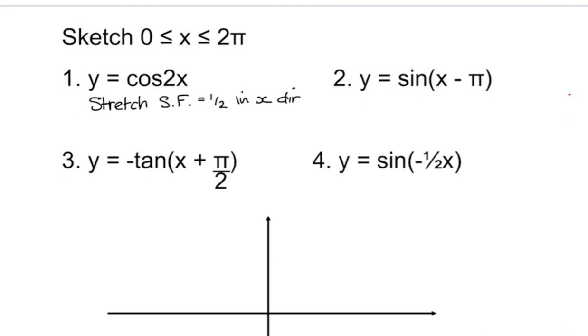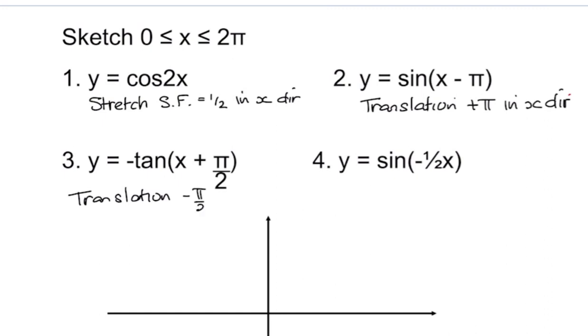Number 2, again, transformation is a translation of positive pi in the x direction. And again, you can use your base waves to help you to sketch that. Number 3, this is 2 transformations. So first of all, it is a translation of minus pi over 2 in the x direction, followed by, you can see the negative at the front of the trig function, so that is a reflection in the x-axis.